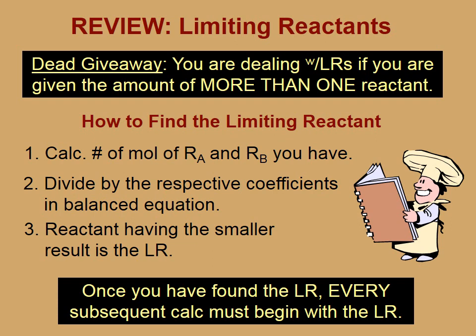First, calculate the number of moles of each of your reactants that you have. Second, divide each of those numbers by the respective coefficients in the balanced equation. And thirdly, the reactant having the smaller result from step 2 is the limiting reactant. And once you have found the limiting reactant, every subsequent calculation must begin with that limiting reactant.